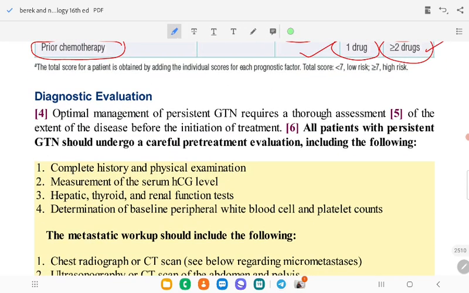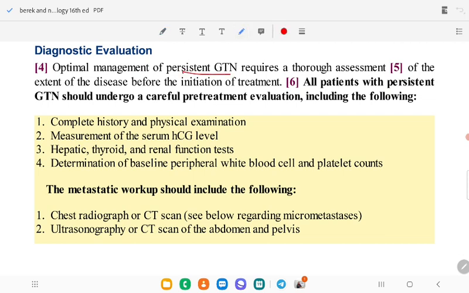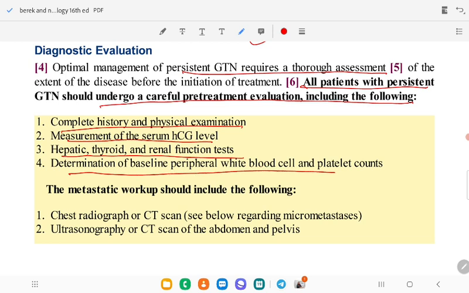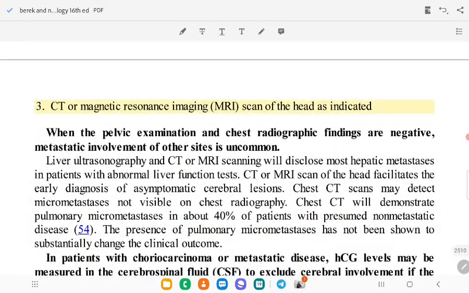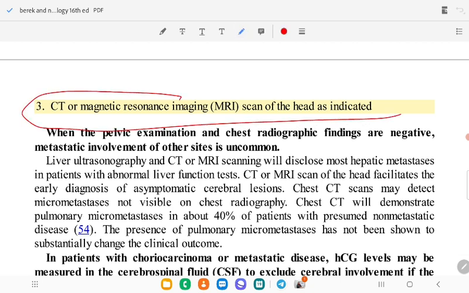For diagnosis and optimal management, a thorough assessment is required. All patients with persistent GTN undergo careful pre-treatment evaluation, including complete history and physical examination, measurement of serum hCG level, hepatic, thyroid, and renal function tests, and determination of baseline peripheral blood platelet count, because you are giving chemotherapy like methotrexate, actinomycin, doxorubicin. The metastatic workup includes chest radiograph, CT scan to see the size of metastasis, ultrasonography of abdomen and pelvis, and CT angiography. MRI of the brain is indicated.